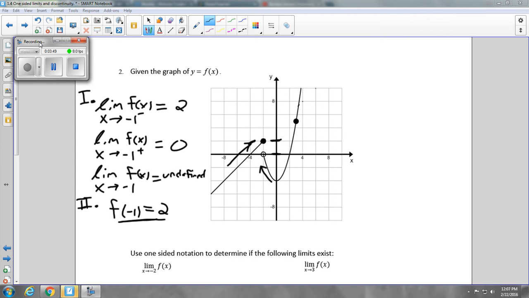So that's what the limits are, right? So in the end, we can't say that the limit of x is equal to -1 because is it 2 or is it 0? This part though, for number 2, f of -1 is equal to 2. So if I look at this function, this is really saying when x is equal to -1, y is equal to 2.